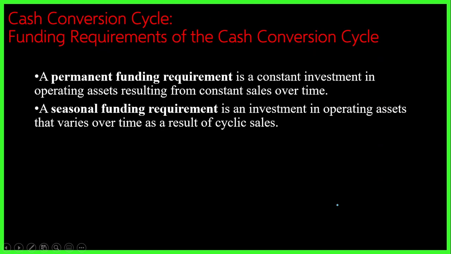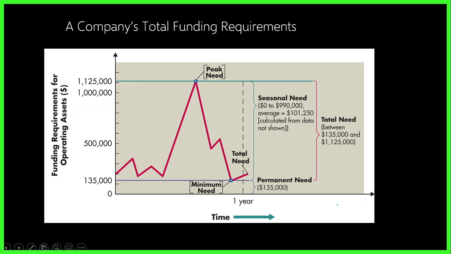A permanent funding requirement is a constant investment in operating assets resulting from the constant sales over time. Seasonal funding requirement naman is an investment in operating assets that varies over time as a result of cyclic sales. And let's have an example.